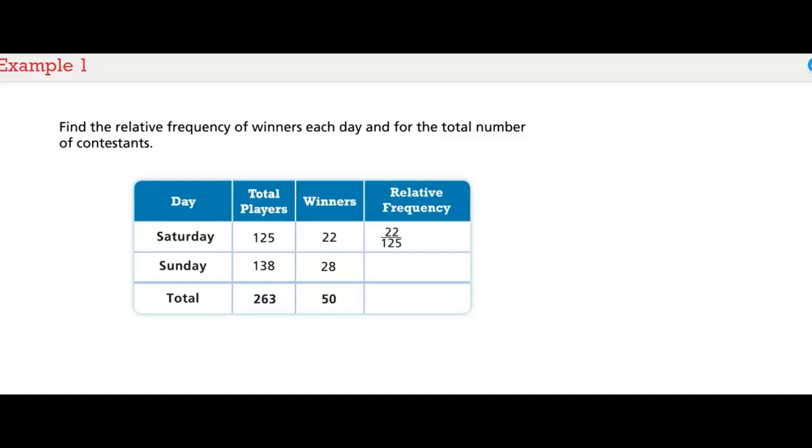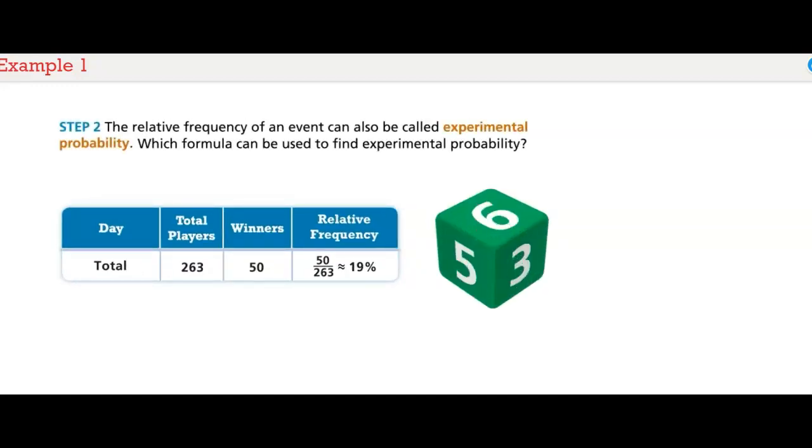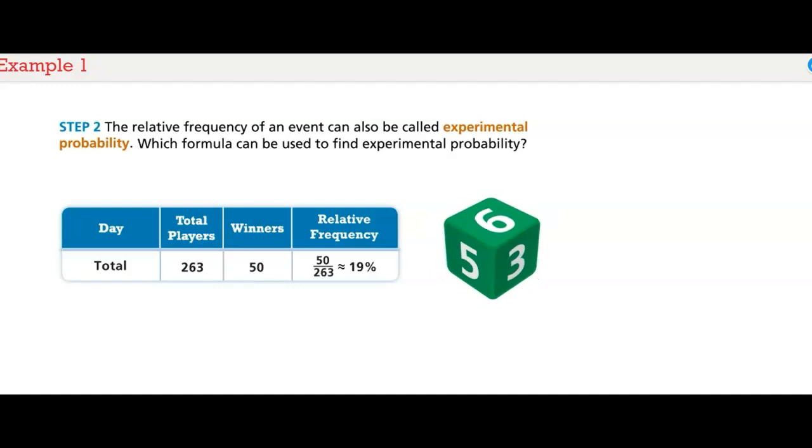The relative frequency on Saturday is about 17 6/10%. The relative frequency for Sunday is about 20 3/10%. So the relative frequency for the entire weekend will be between 17 6/10% and 20 3/10%. For the total number of players, the relative frequency is 50 divided by 263, or about 19%. The relative frequency of an event can also be called experimental probability.